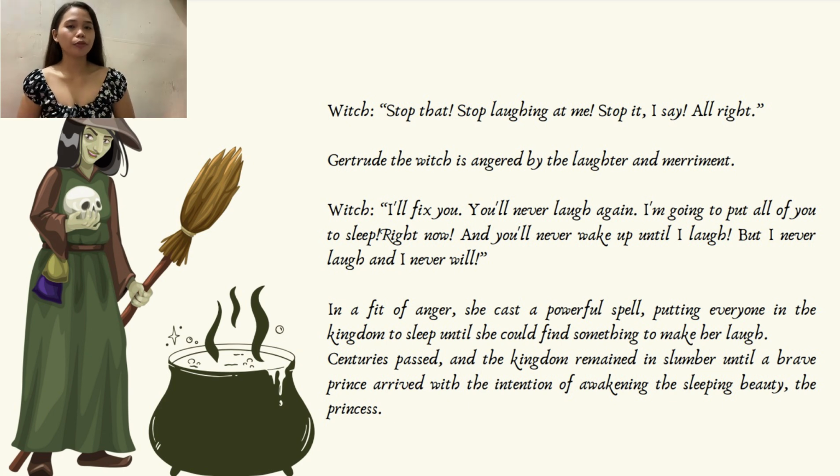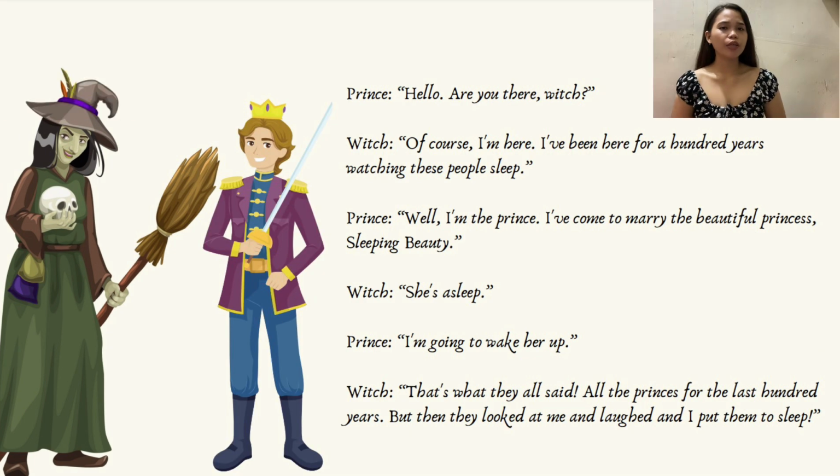Centuries passed, and the kingdom remained in slumber until a brave prince arrived with the intention of awakening the sleeping beauty, the princess. The prince said, "Hello, are you there, witch?" The witch replied, "Of course, I'm here. I've been here for 100 years watching these people sleep." The prince also replied, "Well, I'm the prince. I've come to marry the beautiful princess, Sleeping Beauty." The witch said, "She's asleep." The prince replied, "I'm going to wake her up." The witch said, "That's what they all said, all the princes for the last 100 years. But then they looked at me and laughed, and I put them to sleep."